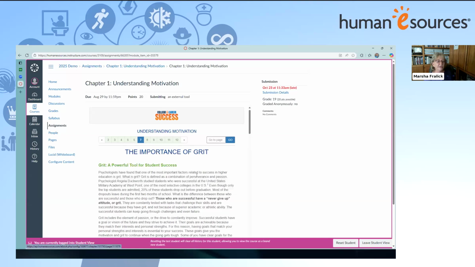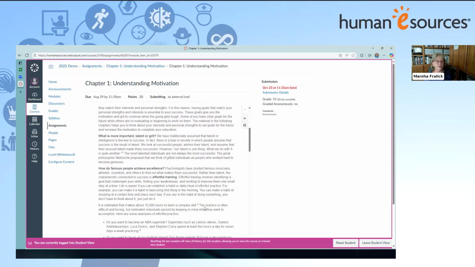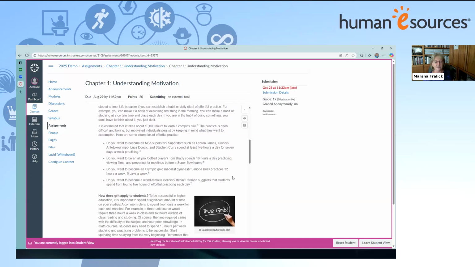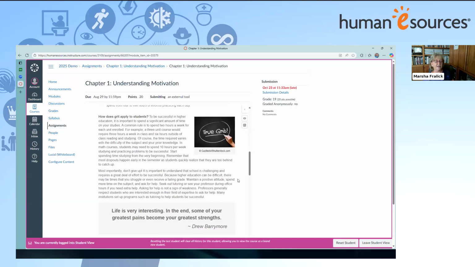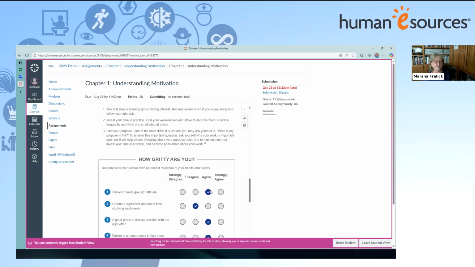Here's another example of interactivity. The importance of grit. What is grit? It's a never give up attitude. What's more important, talent or grit? How do famous people achieve excellence? And so I looked out at famous people, maybe sports stars, football players, Olympic gold medalists, musicians. How much time do they put into whatever they're doing to become an expert? And how does it apply to students?